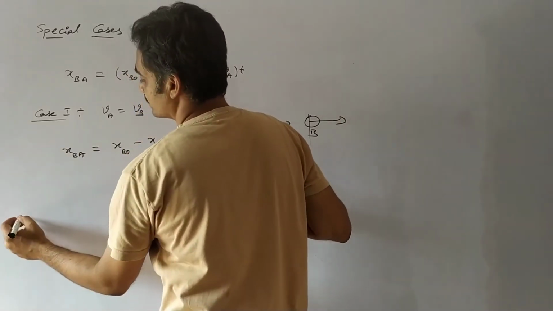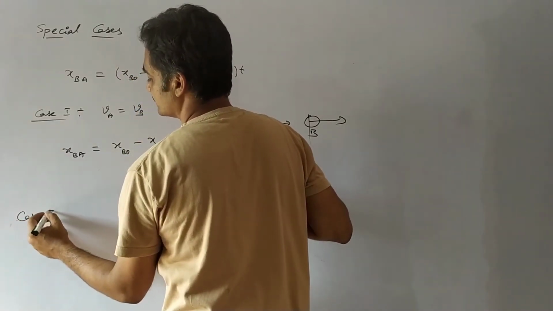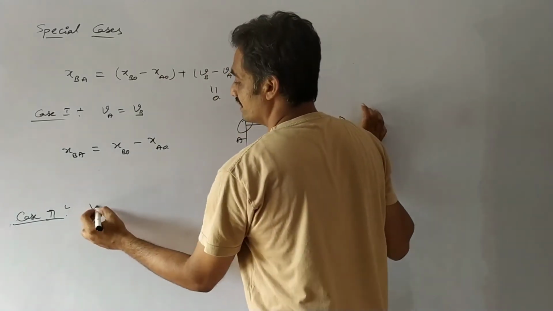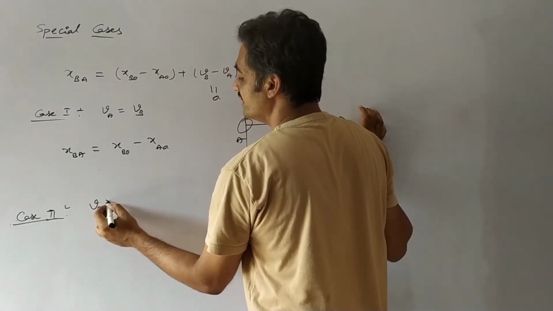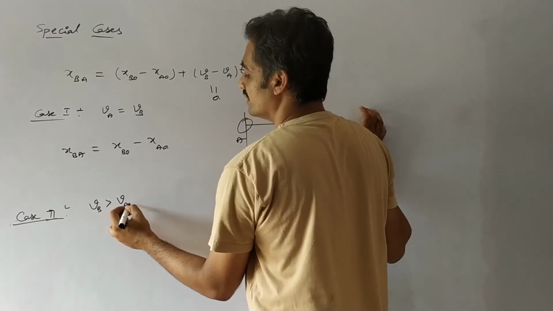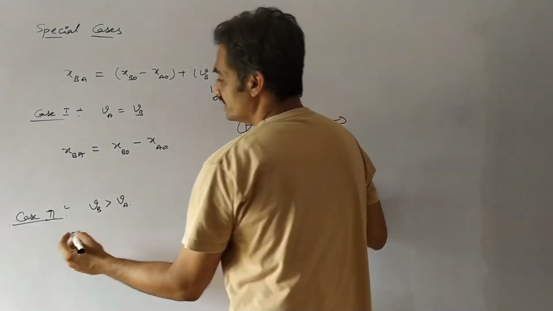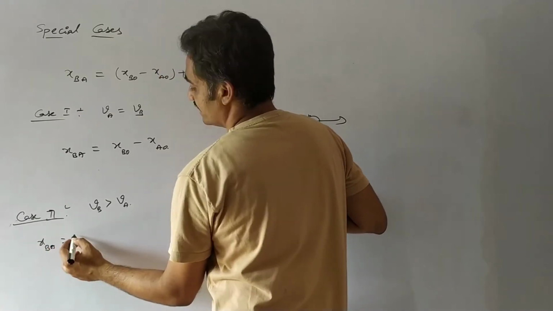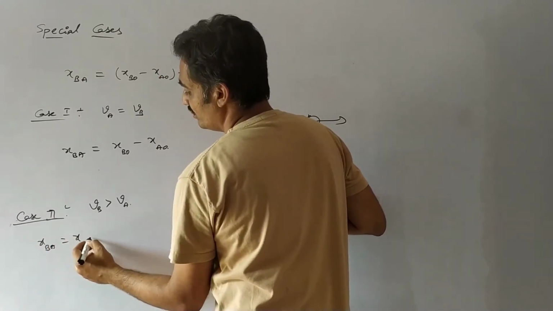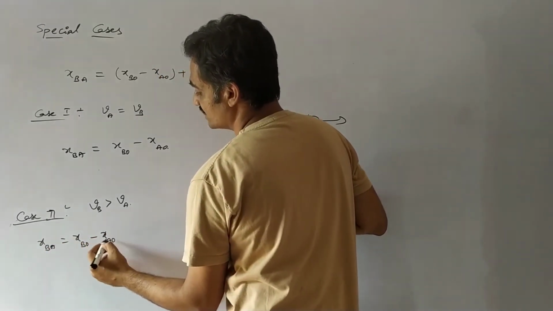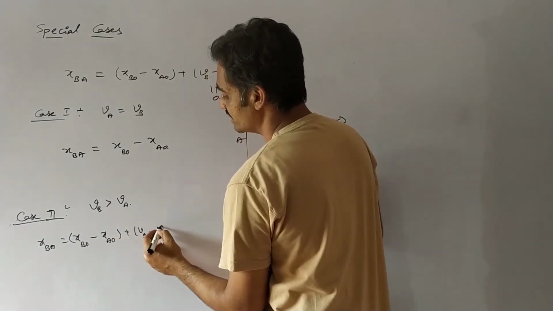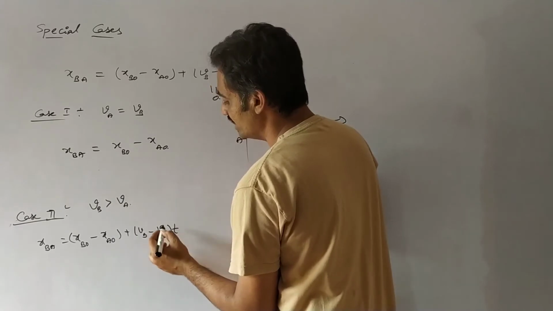That represents case 1. Next, case 2. In this case, we can represent that the velocity of body B is greater than the velocity of body A. Then the relative displacement can be represented as x_BA equals x_BO minus x_AO plus (v_B minus v_A) into t.